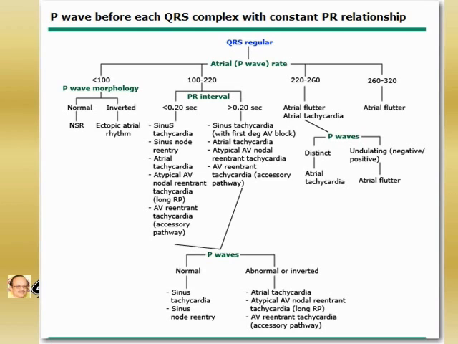In part 1, we talked about the P wave before each QRS complex with a constant PR relationship, and the QRS was regular with atrial P wave rates of less than 100, 100 to 220, 220 to 260 and 260 to 320. Within this classification, we look for the P wave morphology and PR interval, and the various conditions were told. The various examples will be shown in the videos coming in the subsequent telecasts.